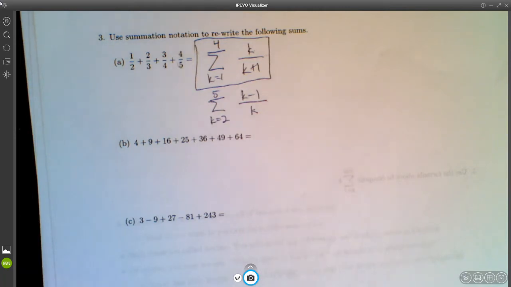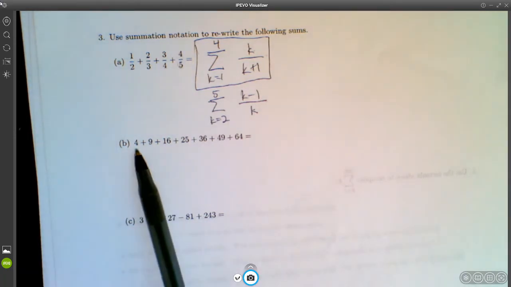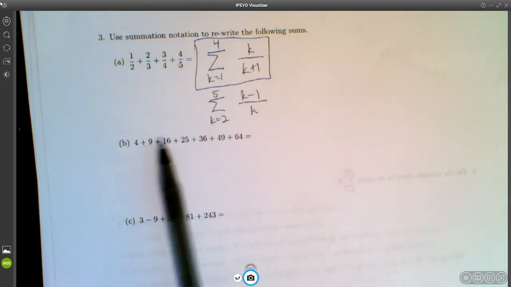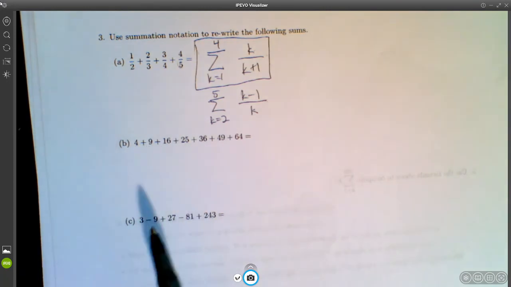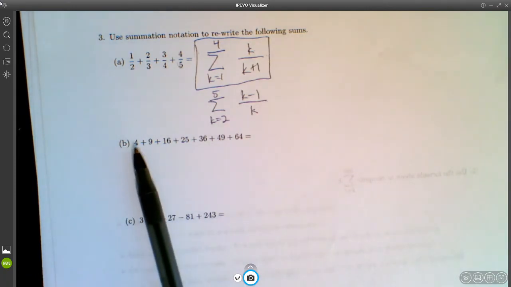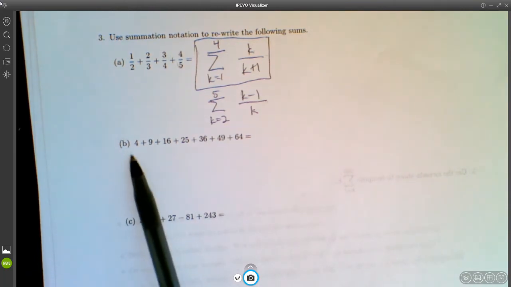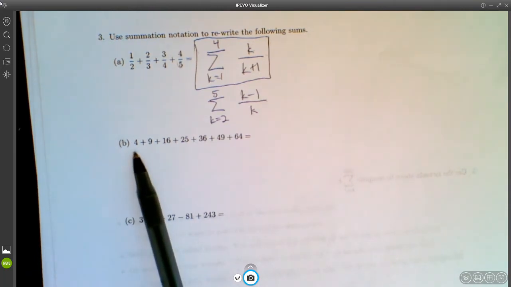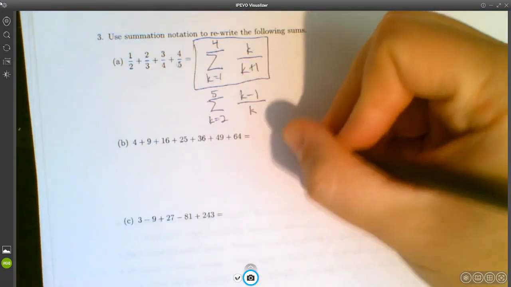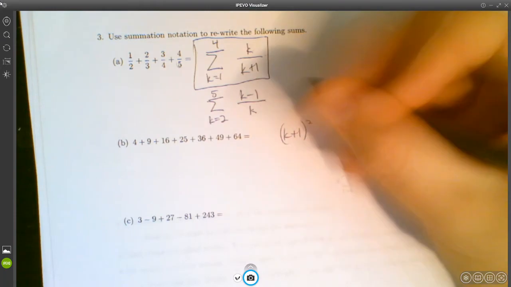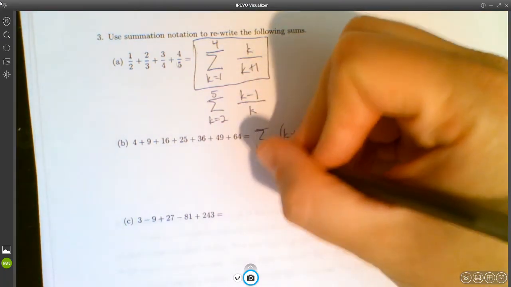Okay, so here's my solution. Looking at part B, it looks like I have perfect squares here, right? Like this is 2 squared, 3 squared, 4 squared, 5 squared, and so forth. If I want to think of this as the first term, the case that you get when k equals 1, then we would have to have k plus 1 squared, right? It would have to be k plus 1 squared if we're going to start at k equals 1.